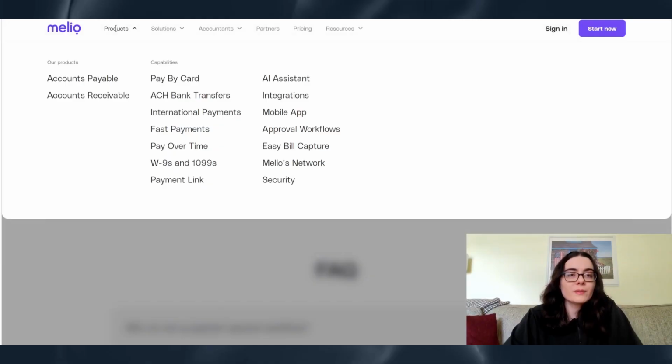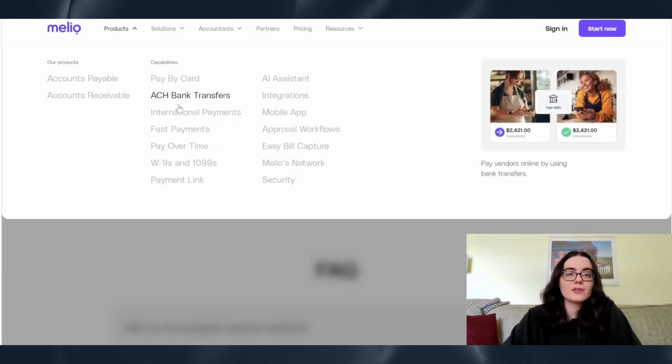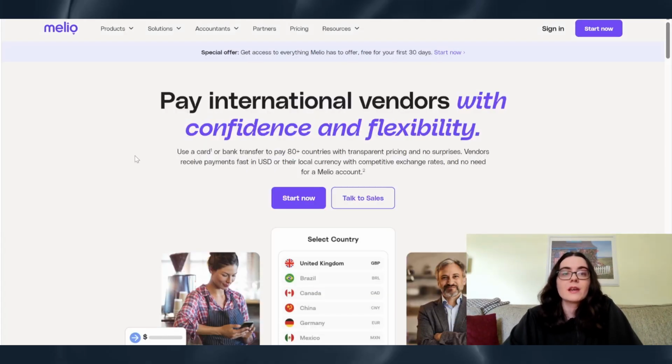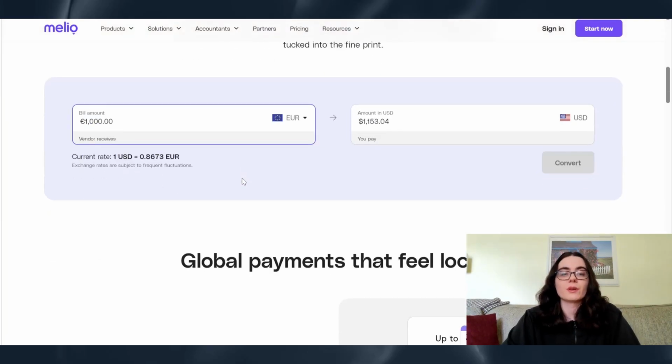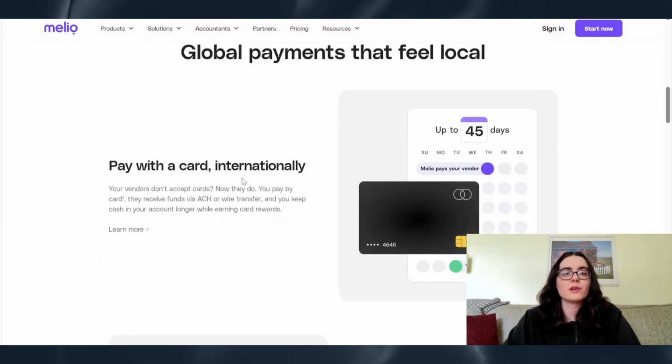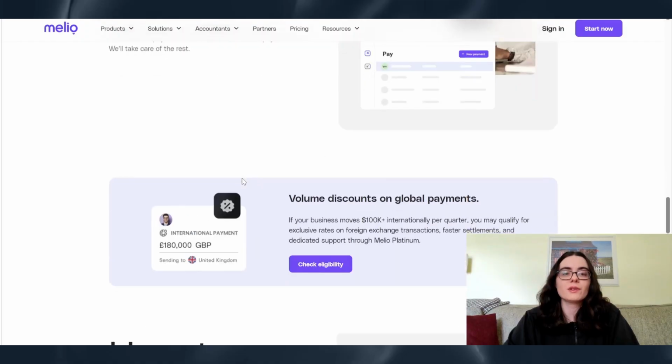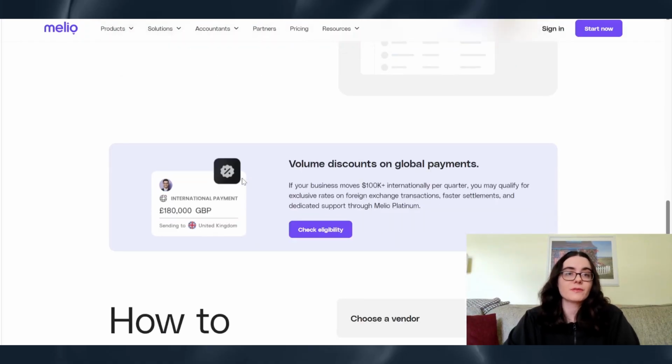So the other thing with Melio is that they do allow for international payments. So you can pay with your card or via bank transfer to over 80 countries currently. And they do also support around 15 currencies in total. So this is a pretty useful tool, especially for international payments. I mean, Melio is mainly used more domestically, but it definitely has capabilities. And with supporting over 80 countries, that should pretty much have you covered for most needs, although there is a chance that some countries may not be supported that you do need to pay.